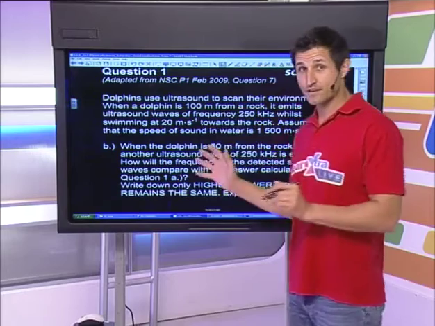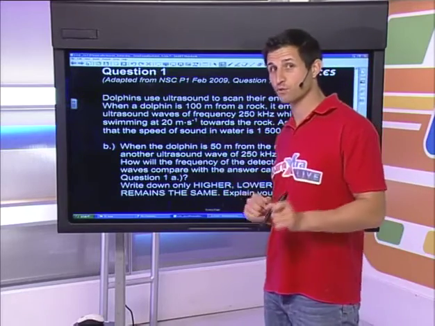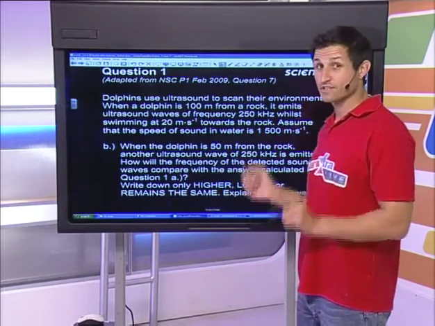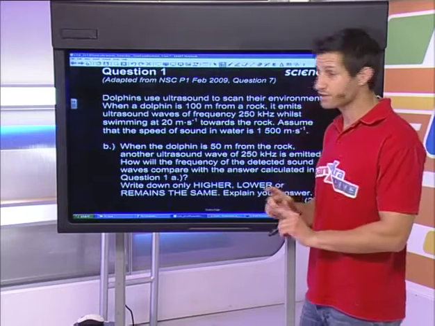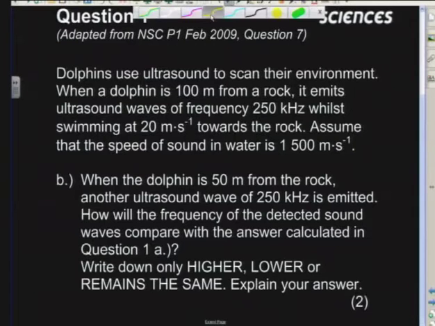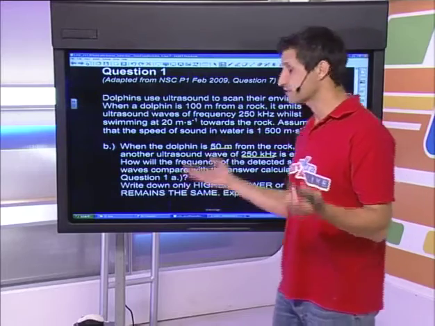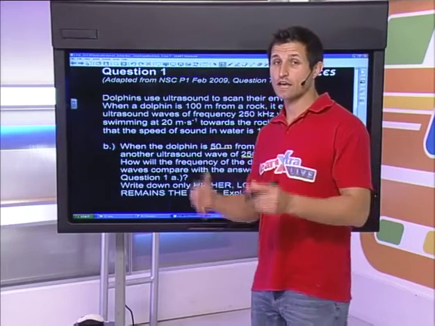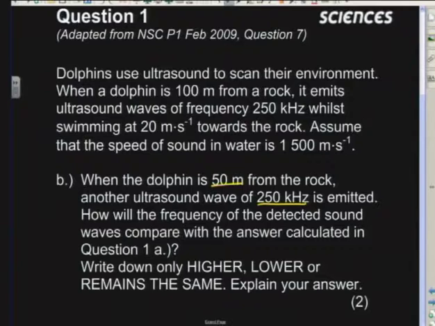So here we go. We're back into this question that I left with you just before we went to the break. Now, this dolphin has gotten closer. So now, there it is, 50 meters. The dolphin was at 100 meters from the rock. Another ultrasound wave, a second one, is emitted. How will the frequency of the detected sound waves compare with the answer calculated in the previous question? Remember that we calculated 253 kilohertz at 100 meters. Write down only higher, lower, or remains the same.